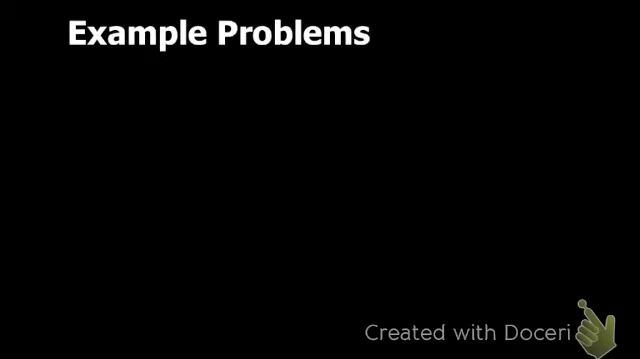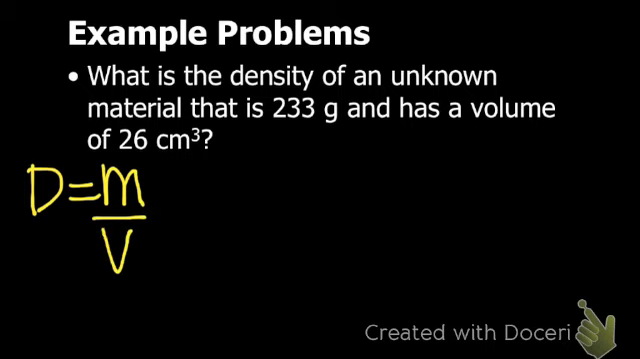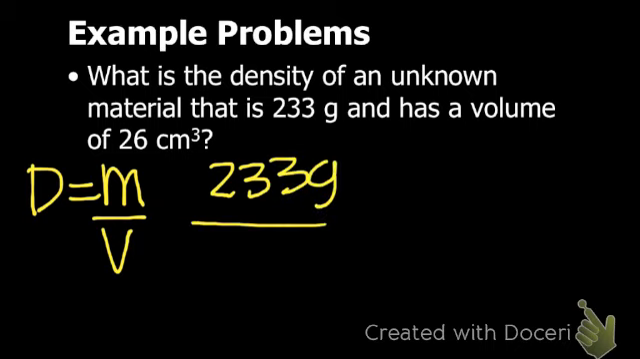So here's an example problem: what's the density of an unknown material that's 233 grams and has a volume of 26 cubic centimeters? So we know that we're going to use our equation. Density equals mass over volume. Alright, and so then we have 233 grams divided by 26 cubic centimeters.